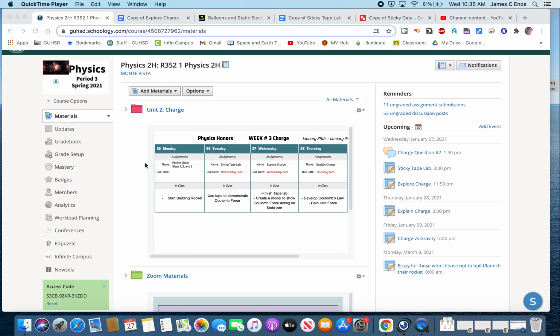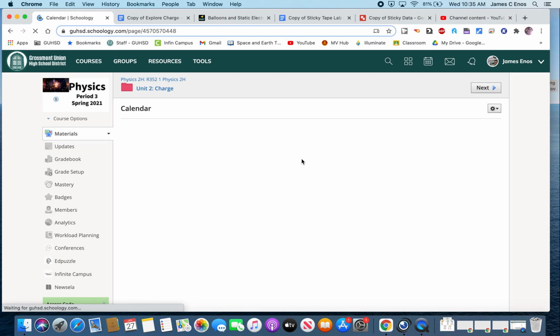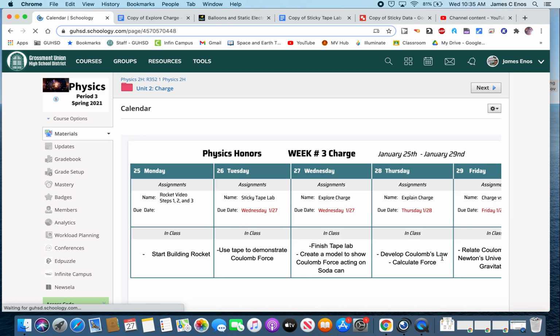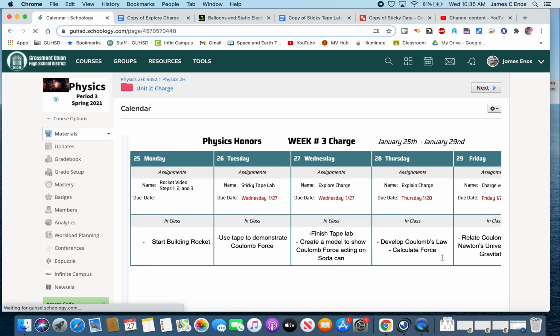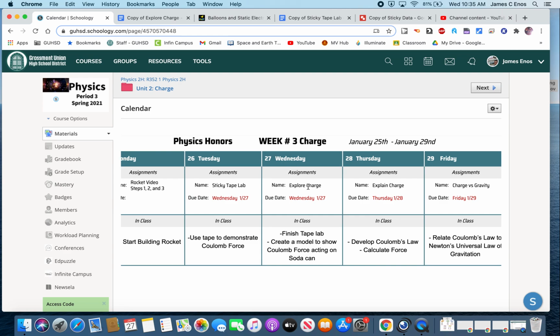So, I'm going to take us here into our Unit 2 charge. I want to point out the calendar that we're working with and what we've been working towards. You should have started your rocket on Monday, doing steps 1, 2, and 3. Yesterday we started our sticky tape lab and you should have gotten done with that. I'm going to try to show you a little bit more going forward. What I'm going to show you today is a way to get started with this Explore Charge.